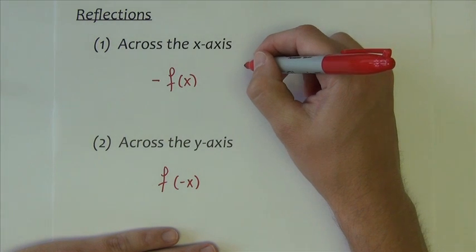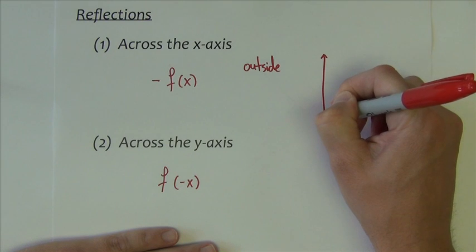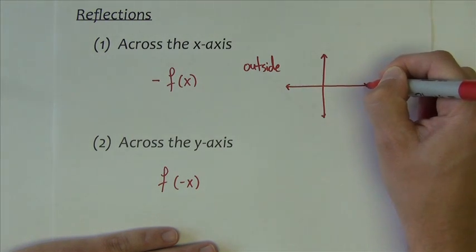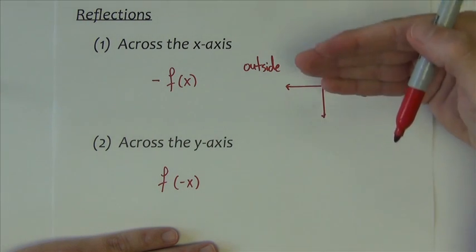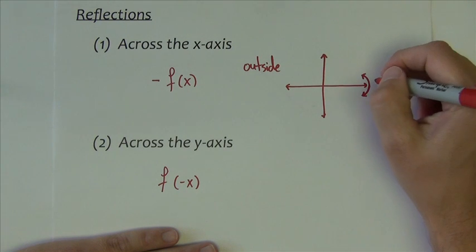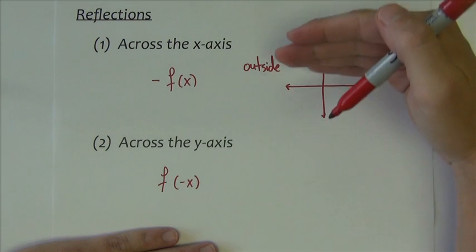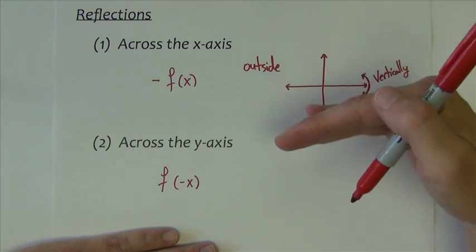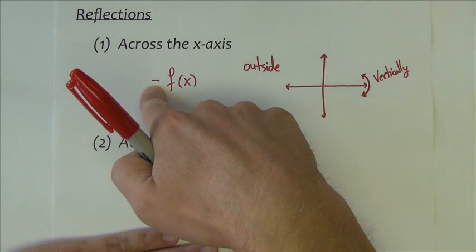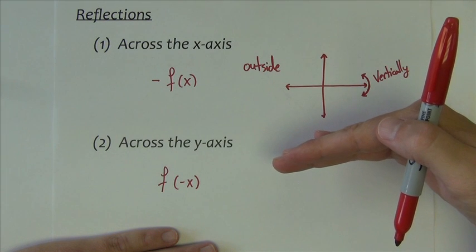So what matters is the location of the negative. If the negative is on the outside, then our graph is flipping over the x-axis. It's flipping this way. Notice flipping over the x-axis is like flipping vertically. And just like vertical translations, where the number was added on the outside, in a vertical reflection the negative is applied on the outside. So that's kind of a common theme. Things on the outside affect vertical change in the graph.